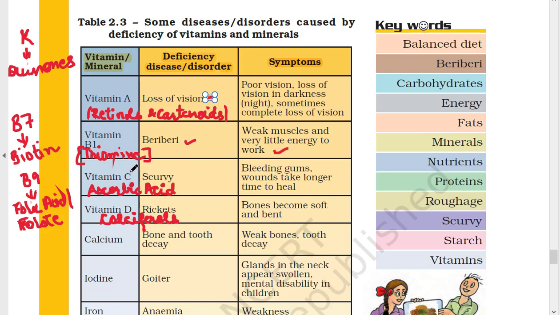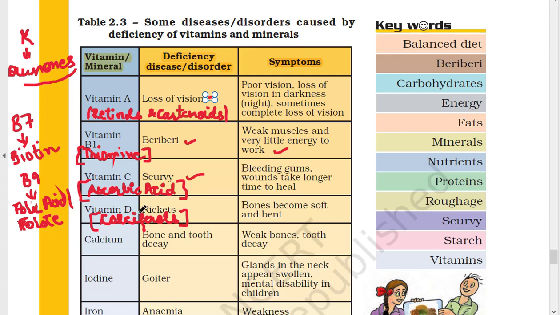The next vitamin is vitamin C, which is also known as ascorbic acid. So you have to remember all these names. Vitamin A is known as the retinols and carotenoids. Vitamin B1 is known as thiamine. Vitamin C is known as ascorbic acid, and vitamin D is known as the calciferols. And vitamin K is known as the quinones. So remember these names. For vitamin C, the related deficiency disease is scurvy, and it leads to bleeding gums, and wounds take a longer time to heal.